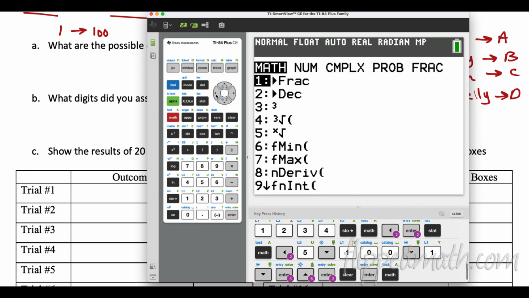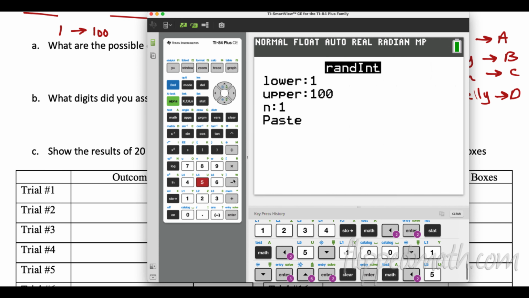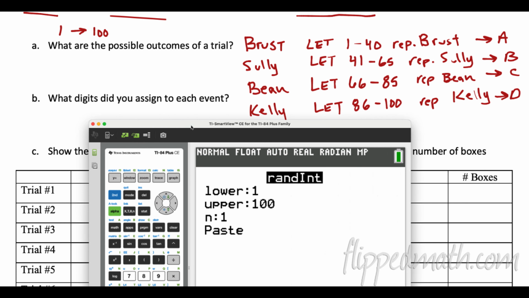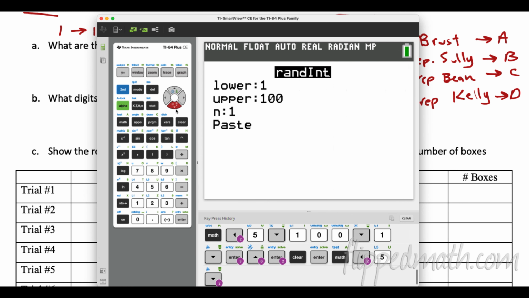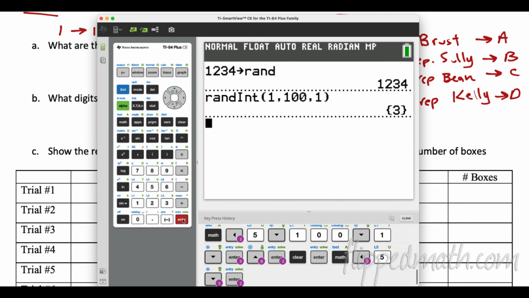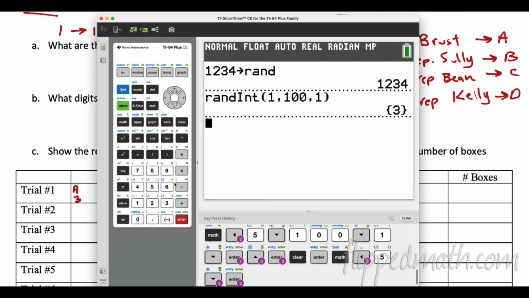Hit the math button, go over to probability. For this, it's the same. We're going to use random integer, and we're going from 1 to 100 this time because we're representing percents. And I'm going to use 1 at a time, so make n equal to 1 because this one's a little bit tricky. Let's pull the first number out. The first number is a 3. So I'm going to write that down. That is a 3, and above that, I'm going to write A, because 3 is choice A, Brust. I can stop when I get A, B, C, D. I need all 4. I hope I left you enough room here.